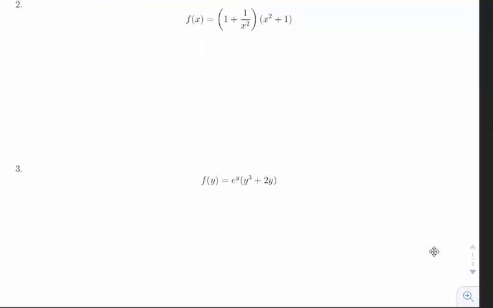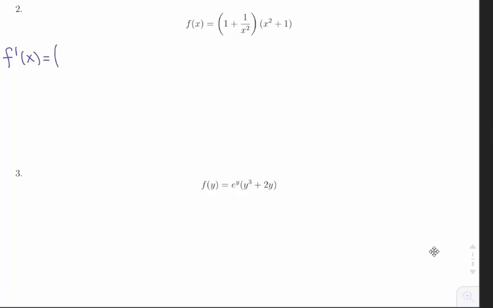All right, example 2. I'm going to apply the product rule first, and then I'm going to distribute it and see if I compute derivatives two different ways and I get the same answer. All right, let's do this one. So f prime of x would be, I'm going to write out all the details first. Prime of the first times the second plus the first function times the derivative of the second.